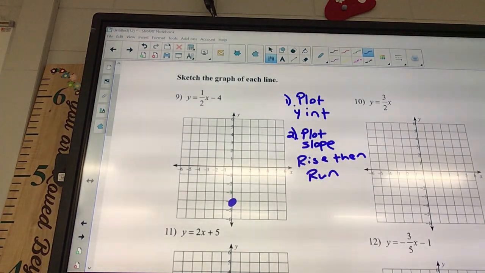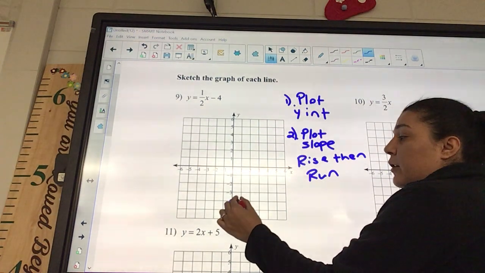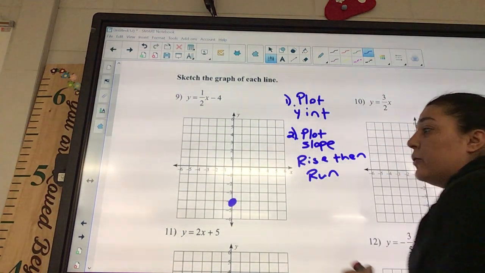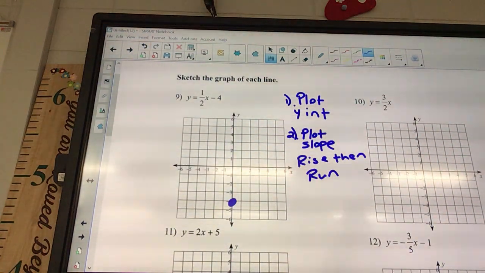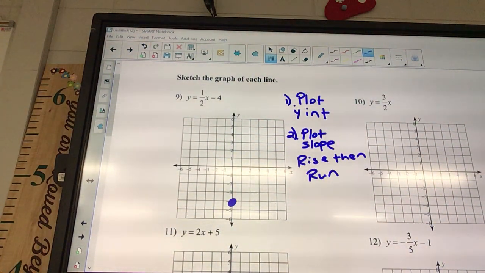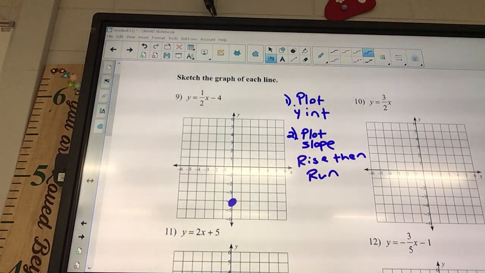Okay, so we're gonna rise 1. Okay, so from here, you're gonna rise 1 and go over 2. But you need to think, and that's the hardest part for kids, which way do you go over 2? To the left or to the right? Okay, well, when you go up, it's really easy, but when you have to go down is when you guys get a little mixed up.